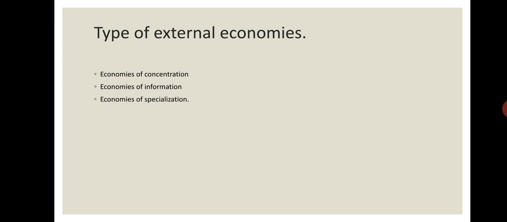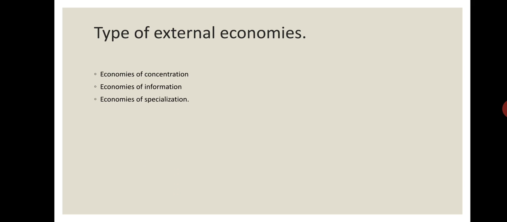The second one is the economies of information. With the growth of industry, many associations and forums are formed, such as the trade association, chambers of commerce, etc., which enable the firms to interact on a common platform and tackle common problems, like voicing their grievances.